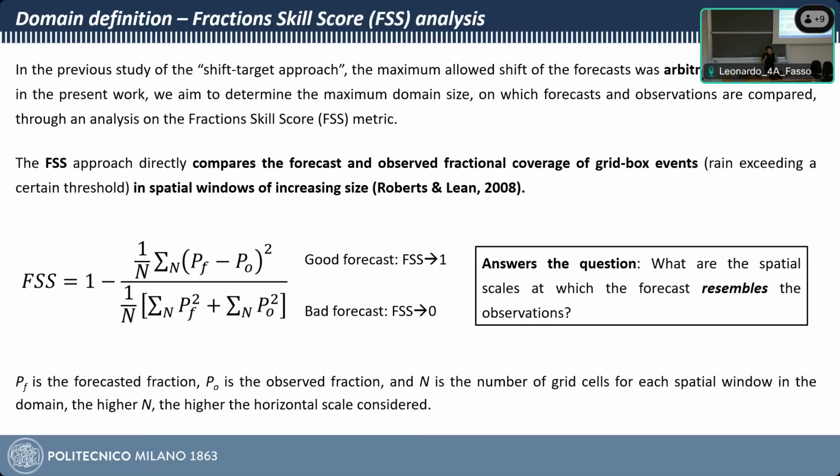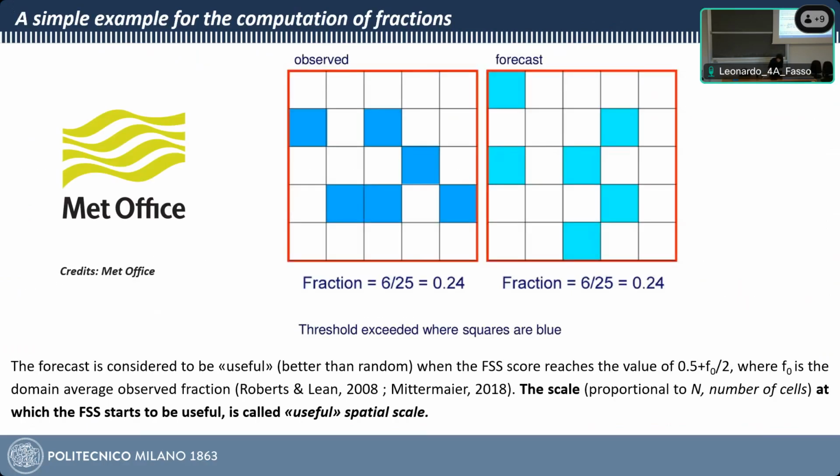So basically, it is saying what are the spatial scales at which, if you see the forecast and the observed rainfall field, they are quite similar. And as you see, we have to compare the fraction of pixels that are exceeding a certain rainfall threshold, and the metric is quite good at defining the scale at which a forecast can be considered useful, so better than random.